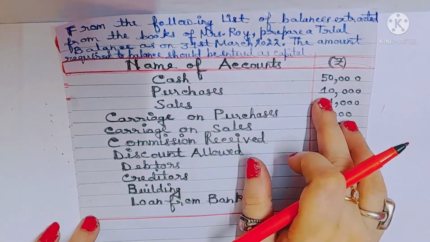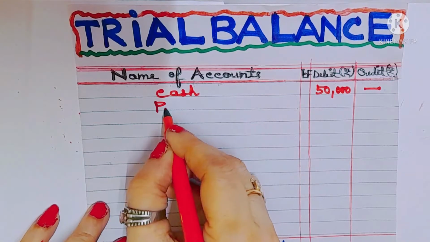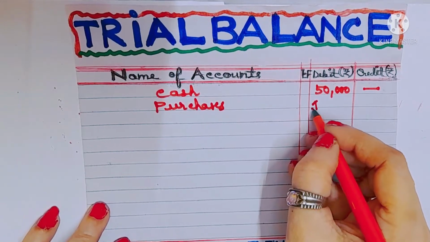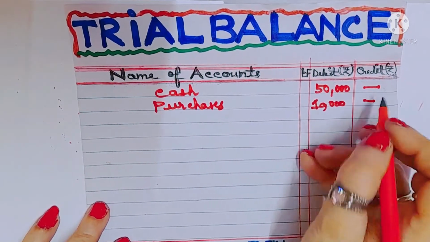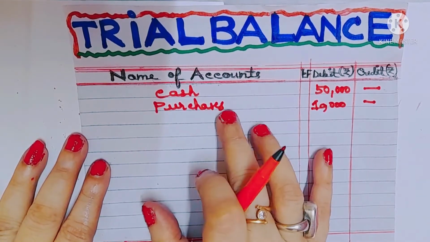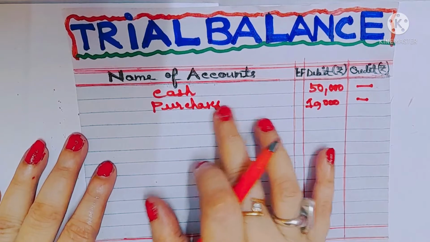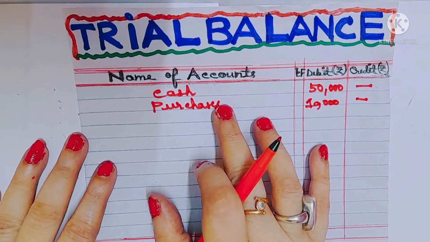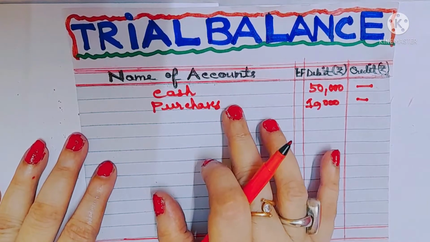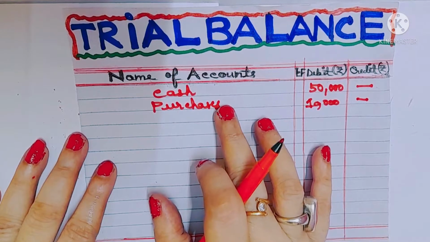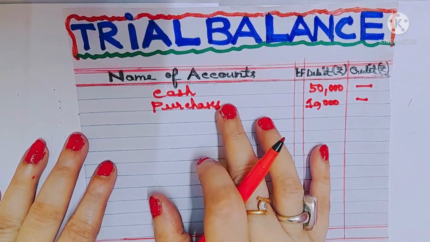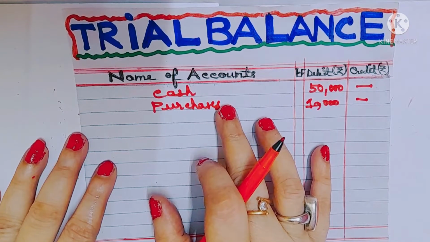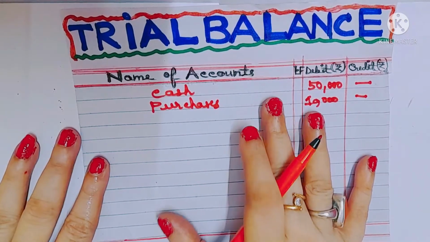The next account is purchases 10,000. Let's write purchases. Purchases is a debit balance. That is the reason we are writing 10,000 in the debit column. Why is purchases a debit balance? Because purchases falls under real account as well as nominal account. According to real account, what comes in is debit. Here, when goods are purchased, goods come into the business. So purchases account will be debited. According to nominal account, all losses and expenses are debited. Here, when goods are purchased, money goes out. So purchases is an expense for the business. So purchases account will be debited. Understood? Let's see the next account.